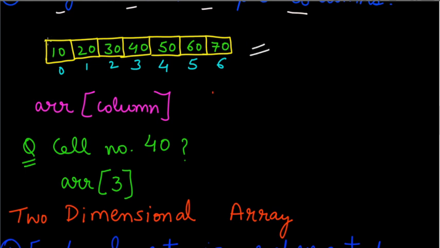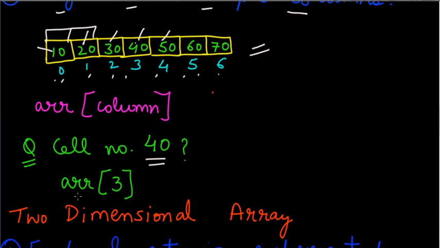So these boxes are the cells, and these are the integers that are of the same data type, and 0 1 2 3 4 5 6 is the index, that means position. For example, we need to find the cell number 40. So 40 here. So how do we represent one dimensional array?